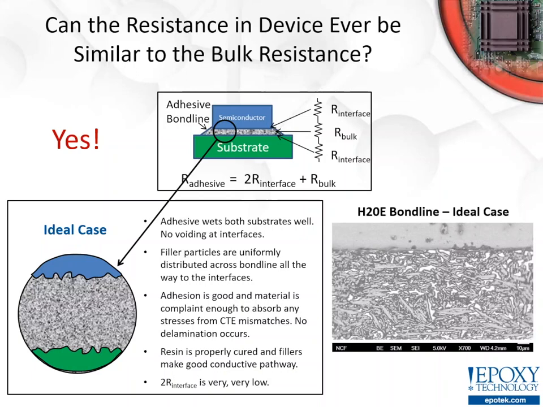You can see on the right side an example of what we would consider a fairly ideal bond line. Epoxy Technology's H20E, its thermal conductivity and its thermal resistance in part are very commonly the same because it makes near ideal bond lines and wets very well to the substrate and creates minimal resistance at the interface.